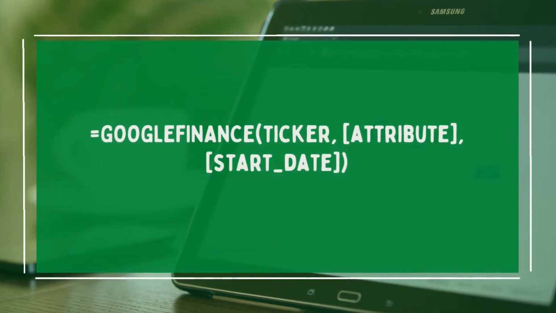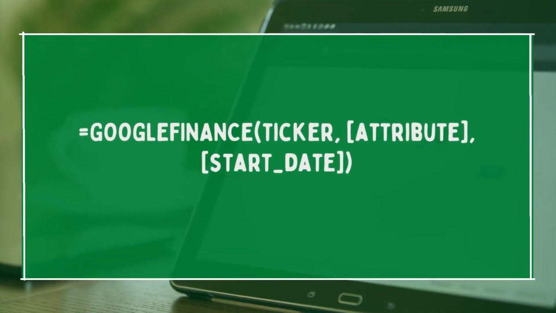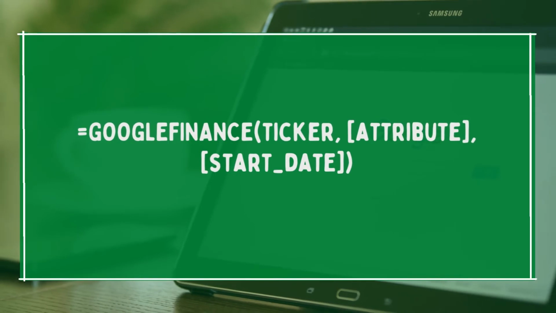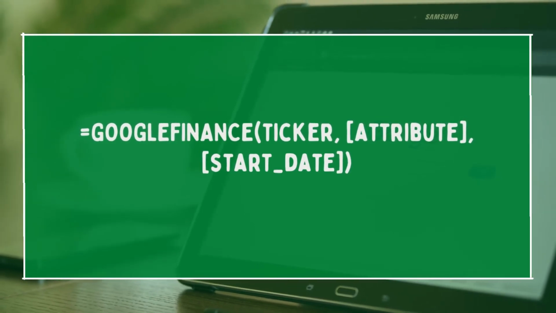Moreover, if you want to know the historical information regarding any attributes like the closing value or a high value or a low value for a stock, we can do it using the formula shown here. After the ticker, we can write down the attribute we want to get the information about. And after that, we can enter the date for which we need the information.